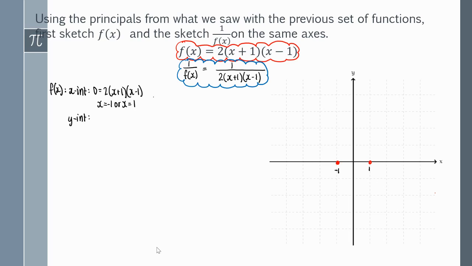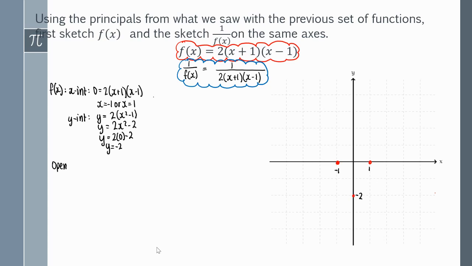For the y-intercept, we can just rearrange slightly. I'm going to expand everything. So I get 2(x plus 1)(x minus 1). If I expand that, I'll get 2x squared minus 2. I'm then going to let x equal 0 to find my y-intercept. And we can see that my y-intercept is at the point (0, negative 2).